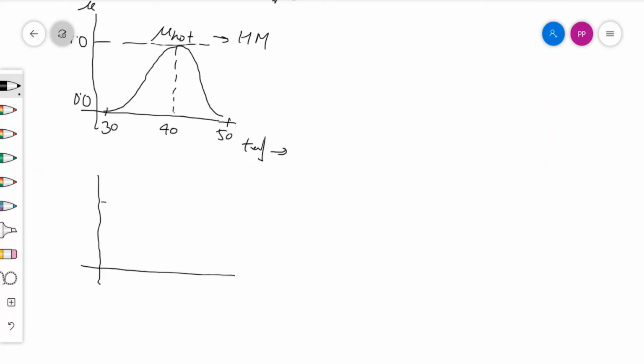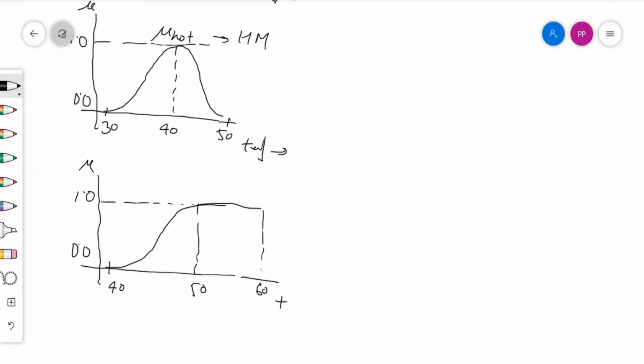So we have the membership function mu 1.0, 0.0. Then we have membership function value like this. So starting from 40, you have a value 50, then 60, like that. So this is the temperature. Here I can define it as mu, membership is very hot. So this can be compared to hot large.